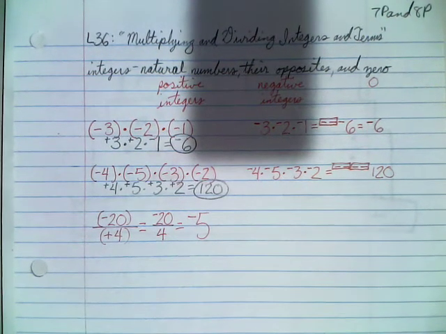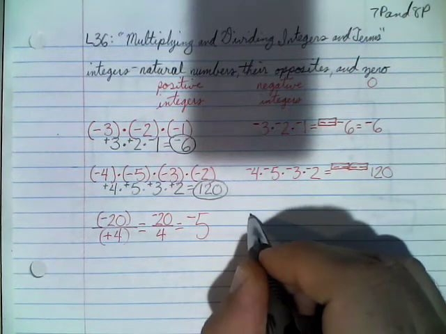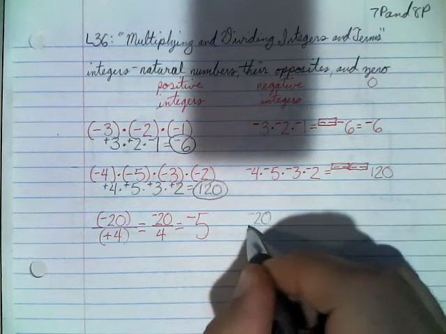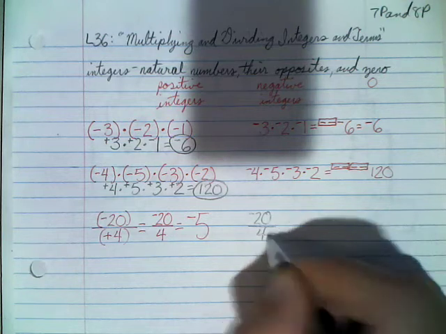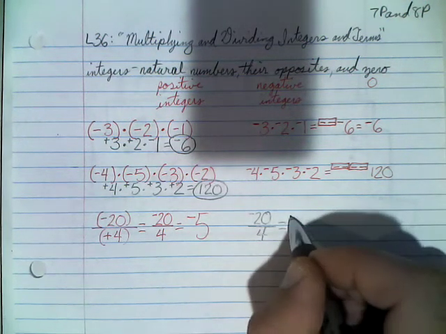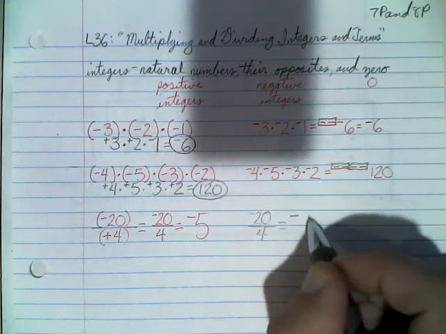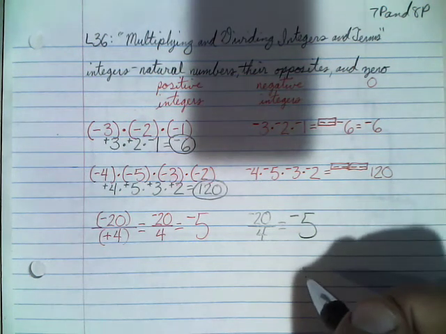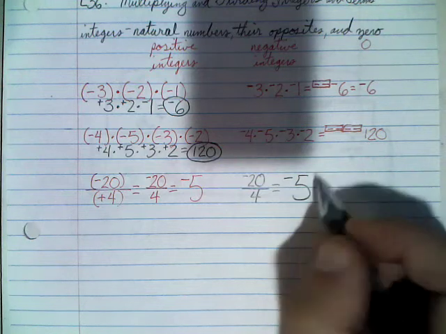Now, how would I do this on the homework? I would copy my negative 20 like that. I would copy my positive 4 like that. And just like we talked about over there, the negative's still going to be there because there's nothing to cancel it out. And 20 divided by 4 is 5.